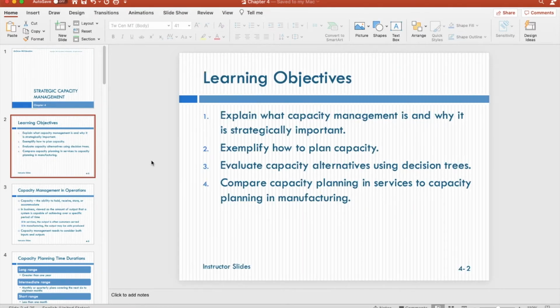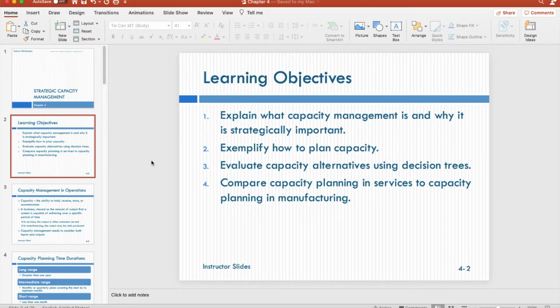If you look at the learning objectives, you can clearly see that, before we talk about different qualitative and quantitative methods within capacity management, we at least need to understand what capacity management is, what it means from the operations management perspective, and why capacity management is quite important strategically. I'll give you a broad sense about its importance, and we will talk about that in detail in just a second.